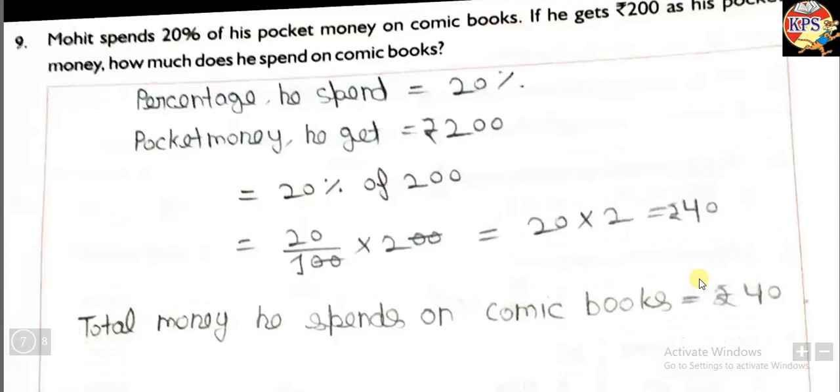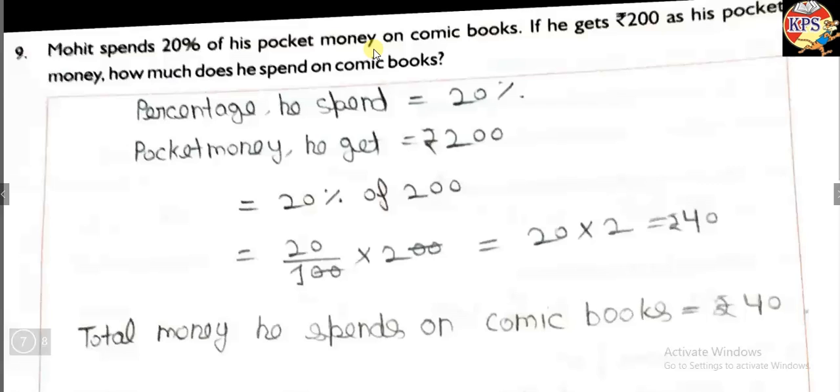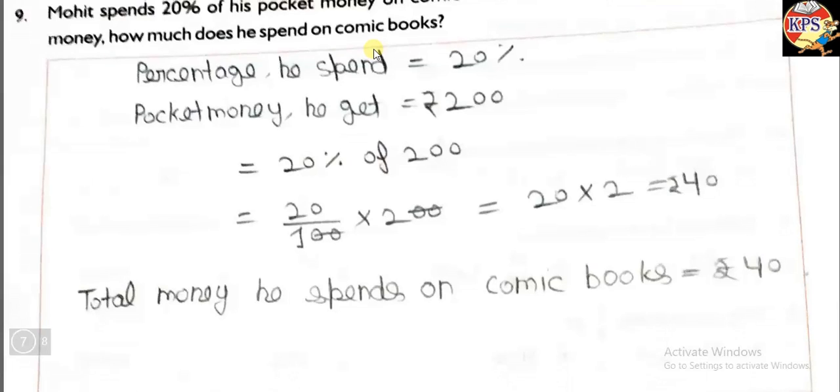In question number 9 it is given that Mohit spent 20% of his pocket money on comic books. If he gets 200 rupees as his pocket money, how much does he spend on comic books? First we will write the pocket money of Mohit is 200, which means he gets 200 every month. And the percentage he spends on comic books is 20% every month.